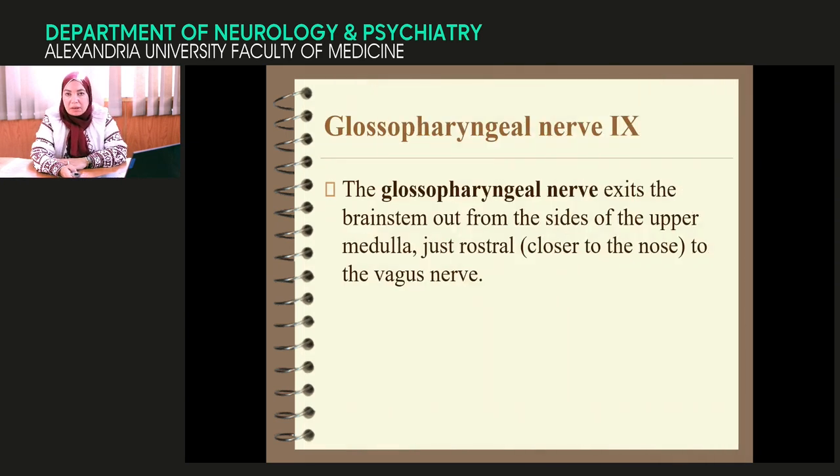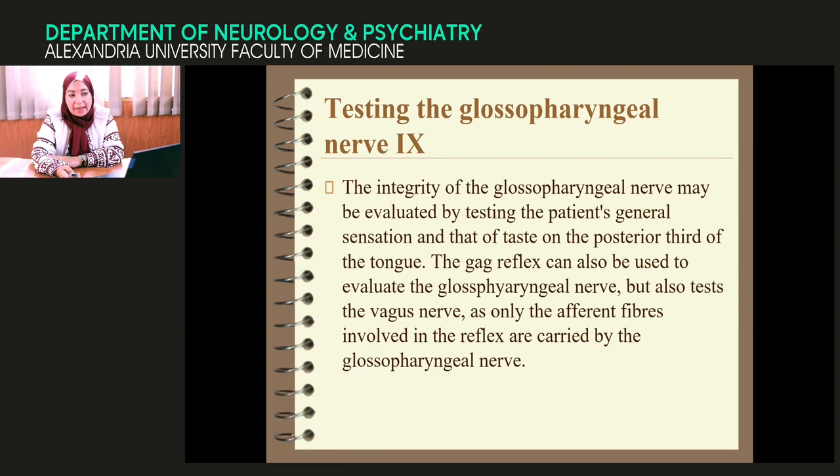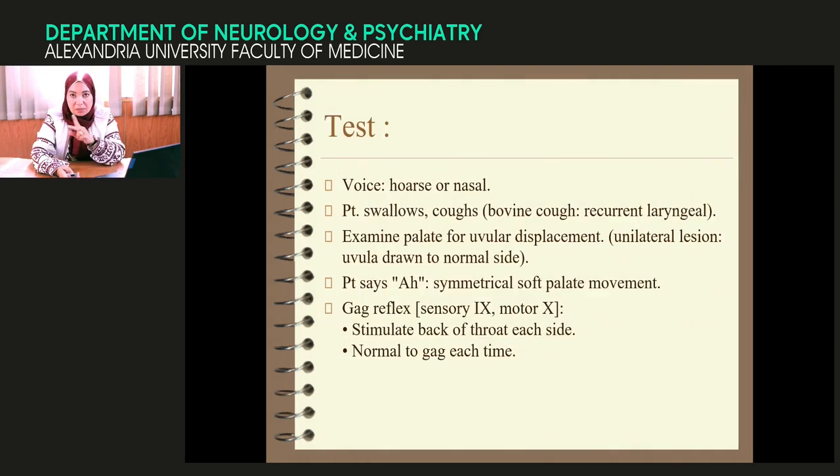We go to the ninth cranial nerve, the glossopharyngeal nerve. The glossopharyngeal nerve supplies the posterior pharyngeal wall and gives the taste of the posterior third of the tongue. As we said, the facial gives you the anterior two thirds of the tongue taste, and the glossopharyngeal gives the posterior third. It is also the afferent of the gag reflex. The afferent of the gag reflex is glossopharyngeal, and the efferent is the vagus. Because of that, we must test the ninth and tenth nerves together.